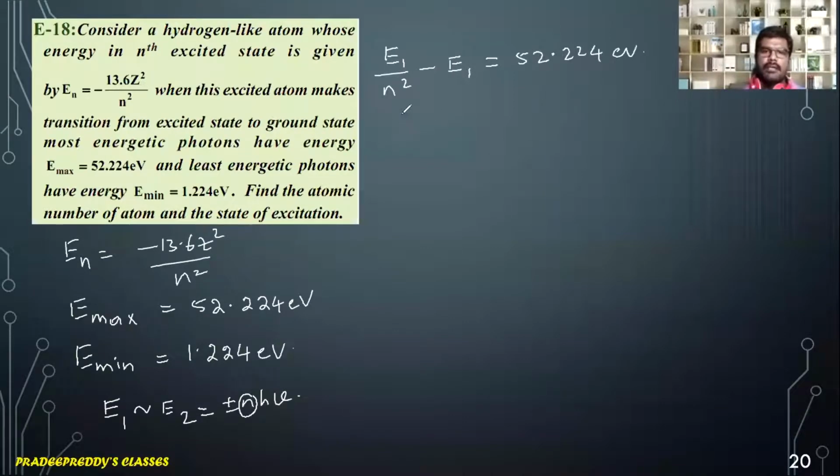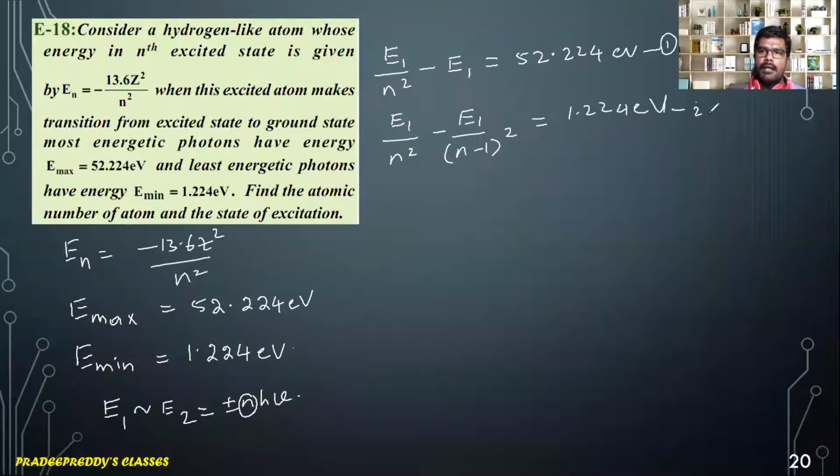Likewise, E1 divided by n square minus the immediate transition to n minus 1. n is the nth orbit. From that, if it is undergoing a transition to n minus 1, just the immediate next orbit, the energy released will be the least. So it is E1 divided by n minus 1 whole square, which will be equal to 1.224 electron volt. These are the two equations which we have got, number 1 and number 2.